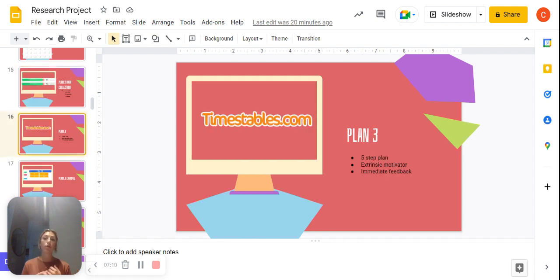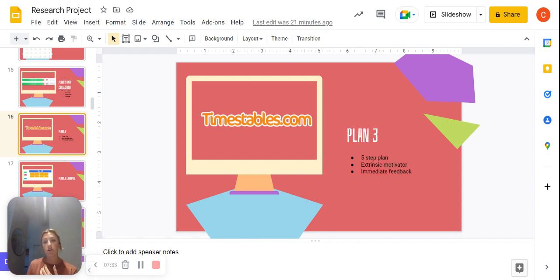Possible solution number 3 is a little bit different. It uses a 5-step plan. So it has 5 different gamification models that they do. Some are repetitive drill and practice, and then some are little actual soccer games that they play, where if they get the answer correct, they shoot it in the goal.